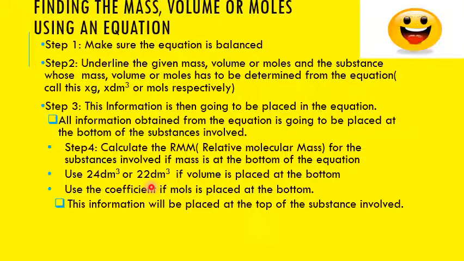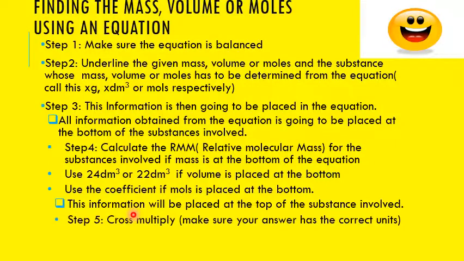And the next thing is we have to use the coefficient. So remember we use numbers to balance the equation. So those numbers are called coefficients. So if it's moles that we have at the bottom, at the top we need to include the coefficient. All right, and all of this information, like I said, will be placed at the top of the substances that are involved.